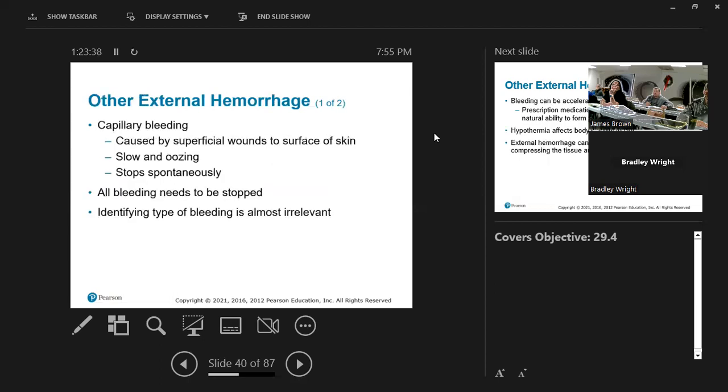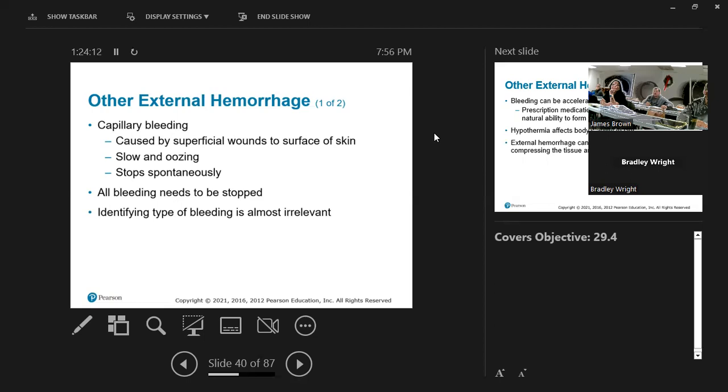Some other external hemorrhages, capillary bleeding, slow ooze, they tend to stop relatively quickly. You might have to put some direct pressure on it, and typically within 5 minutes, it might stop bleeding. All bleeding needs to be stopped. Like I said, all bleeding will stop eventually. That's always a good maxim to live by. And identifying the type of bleeding is almost irrelevant when it comes to capillary bleeding. It's going to stop. That would be your abrasions, like your small lacerations.